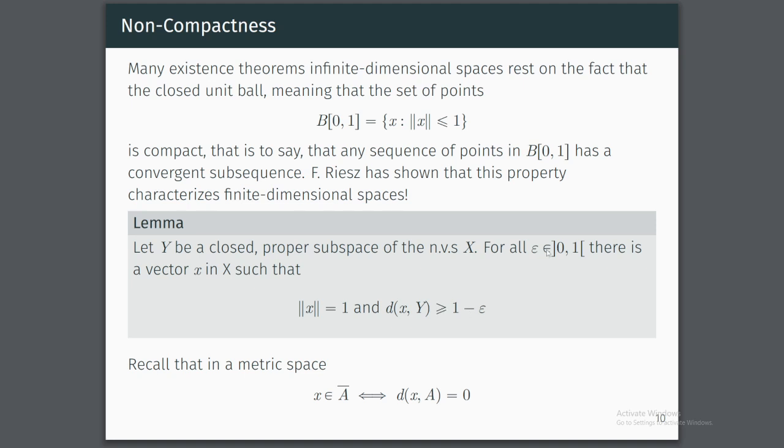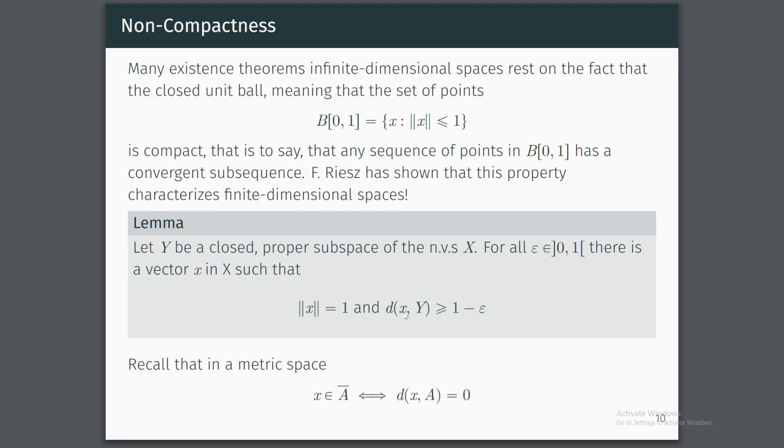For simplicity, you can for example take epsilon to be half, so the distance is greater than half. Okay? And just as a remark, in a metric space, x belongs to the closure of A if and only if the distance between x and A is 0. This would only be true in metric spaces because you would be able to find a sequence essentially. That's why in metric spaces sequences are enough. Okay, so x in A bar means you can find a sequence in A that converges to x.